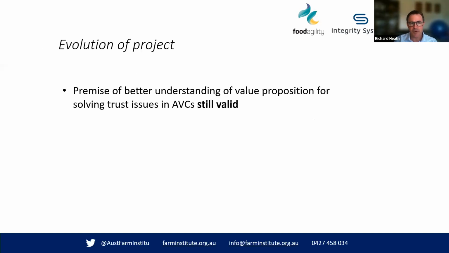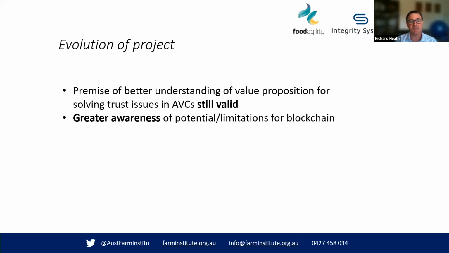Now, this project had a reasonably long gestation period, and then the project itself took a little while to complete. So there was an evolution through the process of the project. Like all good projects, it was iterated over time as the understanding of blockchain certainly developed rapidly during the period that the project was in place. So the premise that a better understanding of the value proposition for solving trust issues in value chains was still valid. It is still valid. It will always be valid. We need to understand where the value is in fixing trust in value chains.